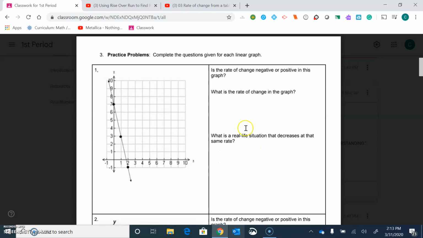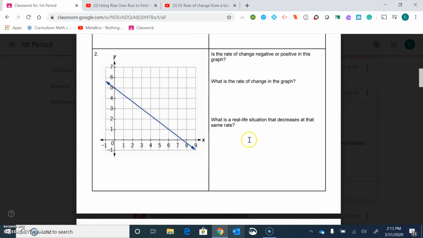It says, what is a real life situation that decreases at the same rate? That's up to you to come up with a real life situation where something will be decreasing at a rate of 4. So let's say you have a bank account with $7 in it. Each day you spend $4, so it'll be decreasing at a rate of 4, something like that.